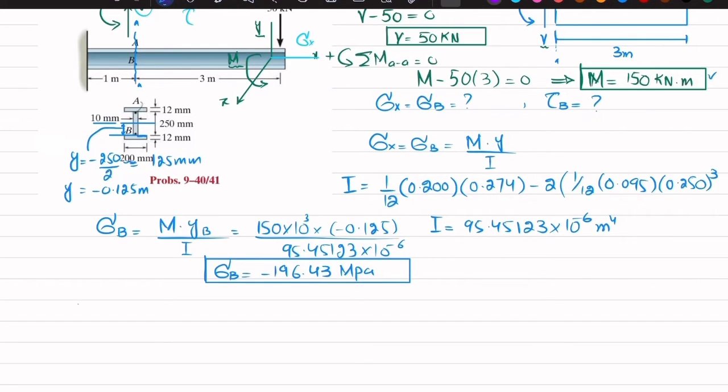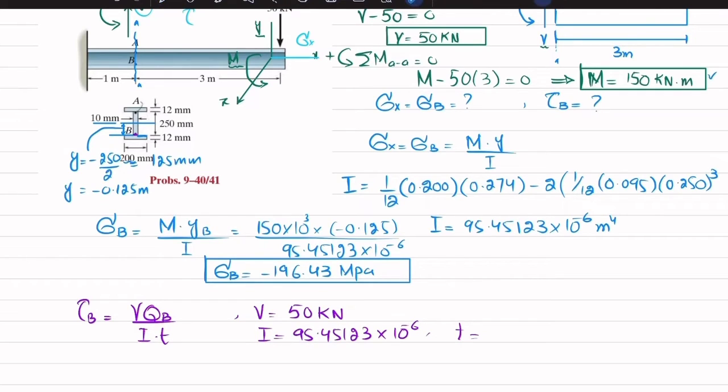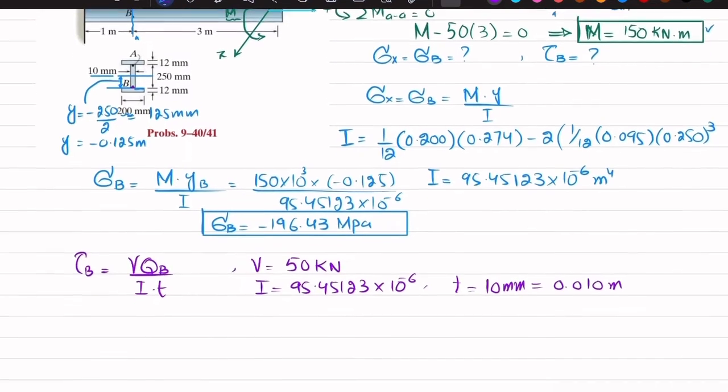Now we will find the shear stress at point B, which is equal to V QB divided by I into T. We have shear force V given as 50 kilonewton. Clear? I is again what we calculated, 95.45123 into 10 raised to power minus 6. T is the thickness. Let me show you, this is point B. The thickness is 10 millimeter, which is 0.010 meter.